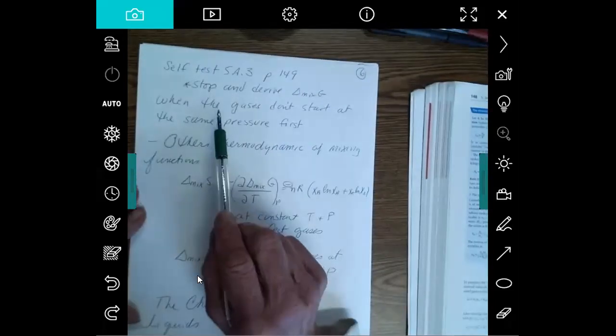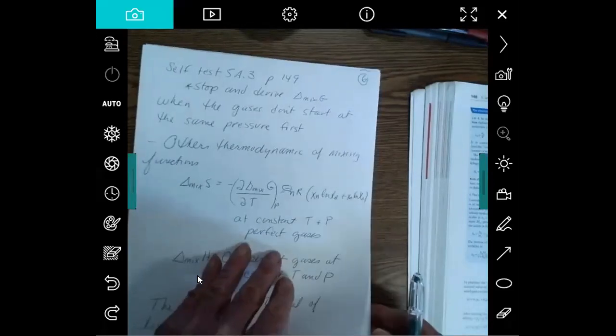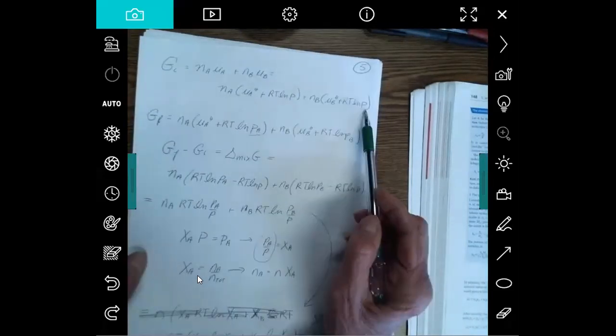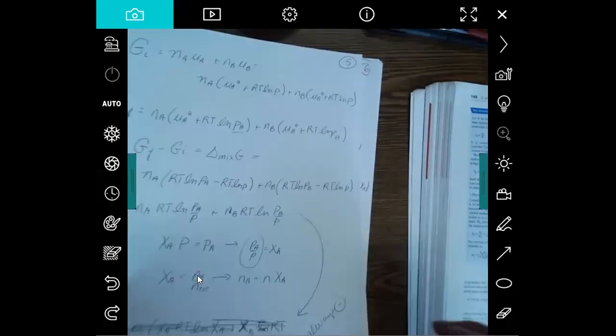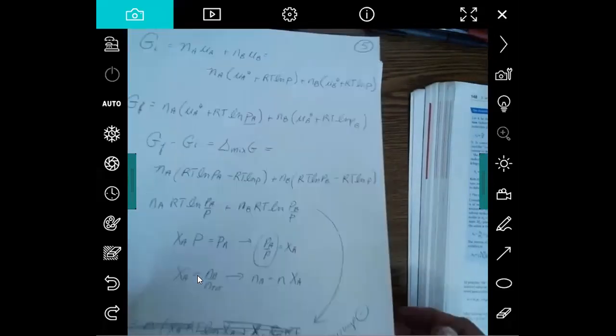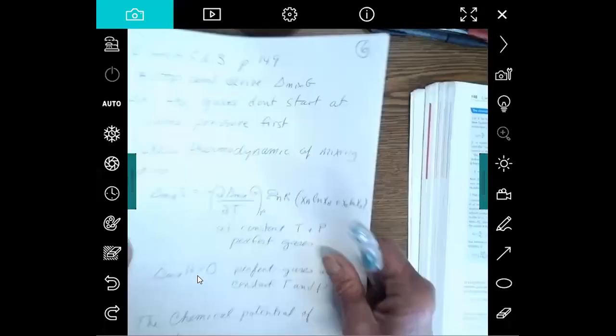So read the problem and it'll help to just do what we did here. Write your G final and your G initial in terms of what the pressures are, and you'll be able to derive an expression that's similar to the one at the bottom, but not quite as simple. So stop and do that.